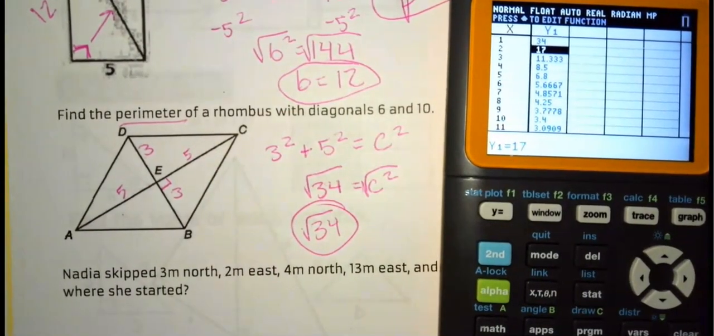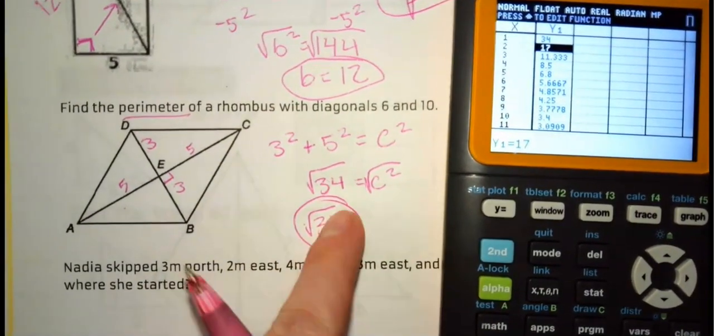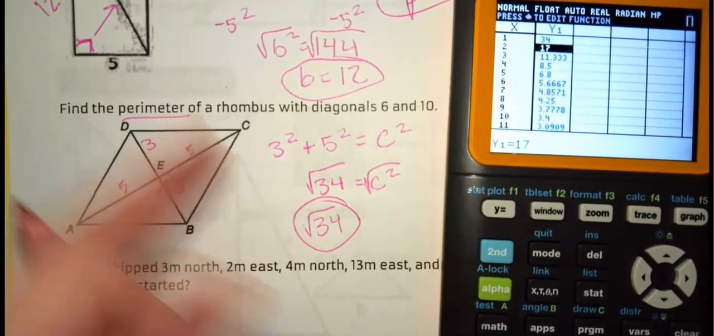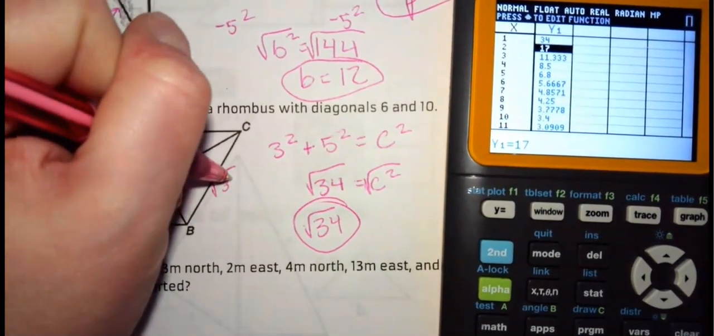It seems like a pretty big number. It seems like, oh, I should be able to simplify that, but yeah, you can't. So the square root of 34 is what c equals, or this side is, but I probably shouldn't circle that because we're not done.